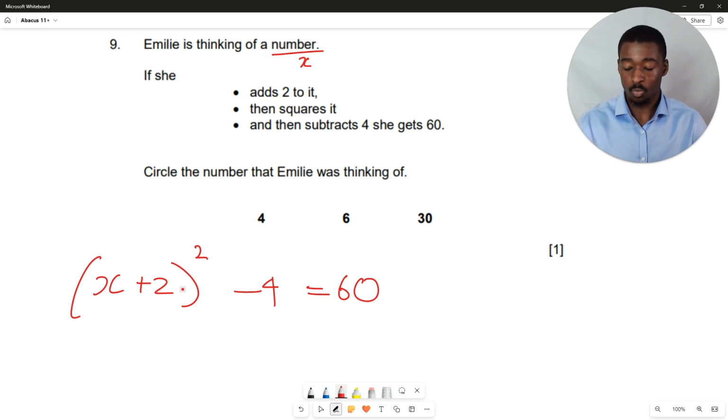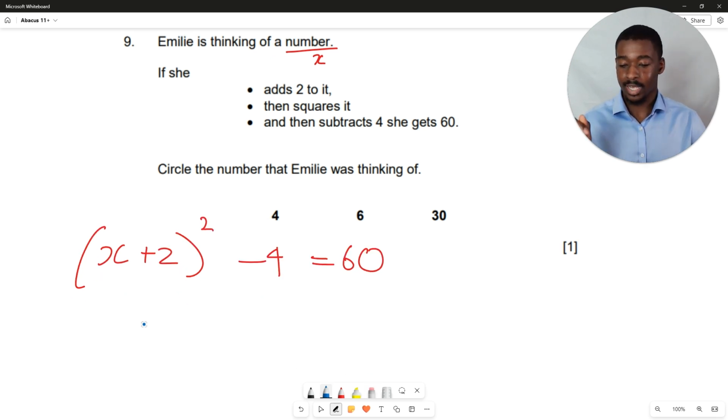To work out what number she was thinking of, we need to work out x. And to work out x, we need to end up with x on one side of the equal sign, on one side of the equation, and a number on the other side of the equation. So what do we need to do? We need to rearrange the equation. So let's get into this equation. And the right mindset to have is we know we need to end up with x equals something. So x on one side and the number on the other side.